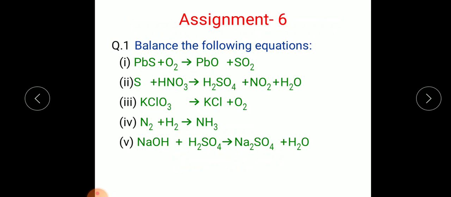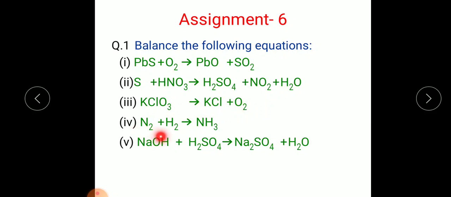Now, assignment 6 for you: balance the equations. First is lead sulfide plus oxygen giving you lead oxide plus sulfur dioxide. Second one, sulfur plus nitric acid giving you sulfuric acid, nitrogen dioxide and water. Third one is potassium chlorate, KClO3, giving you KCl plus oxygen.